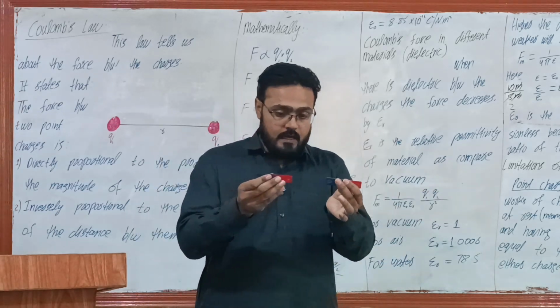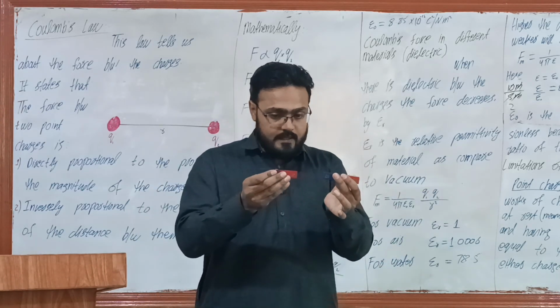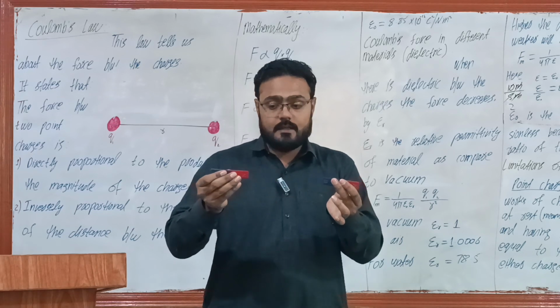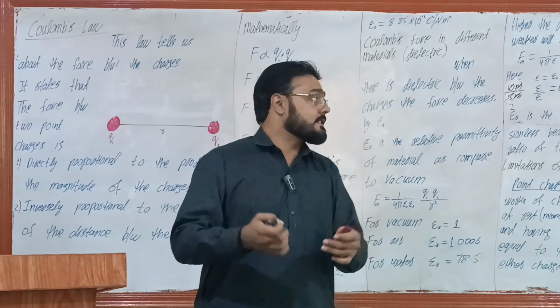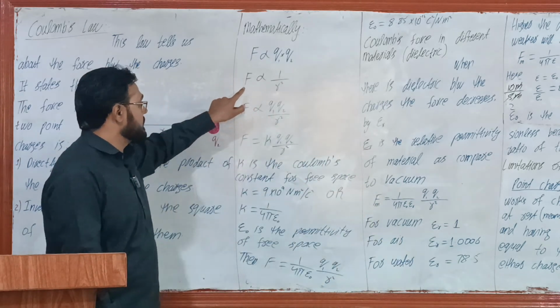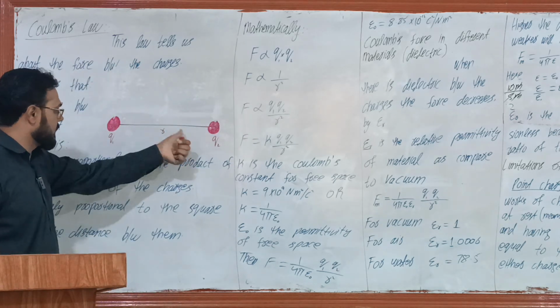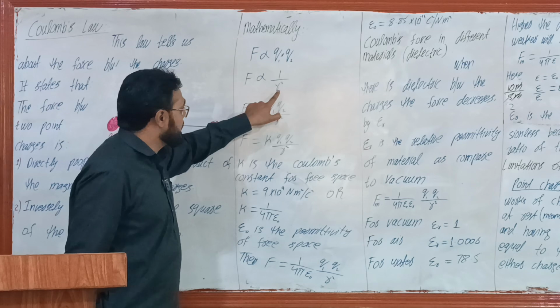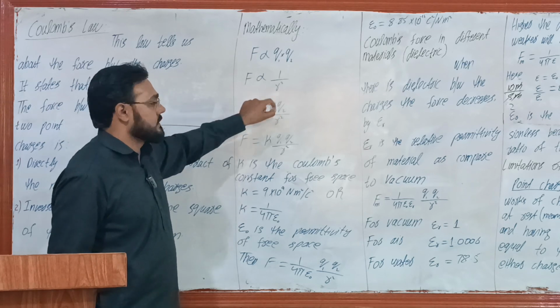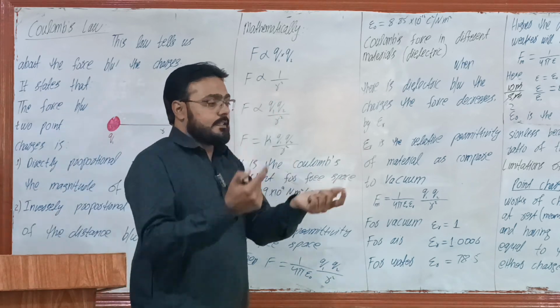Same here. Now the distance is increasing and the force is decreasing. It means force and distance have an inverse relation. R is the distance between the magnets or the charges. Force has an inverse relation with the distance. R is a distance. Now, the other thing.